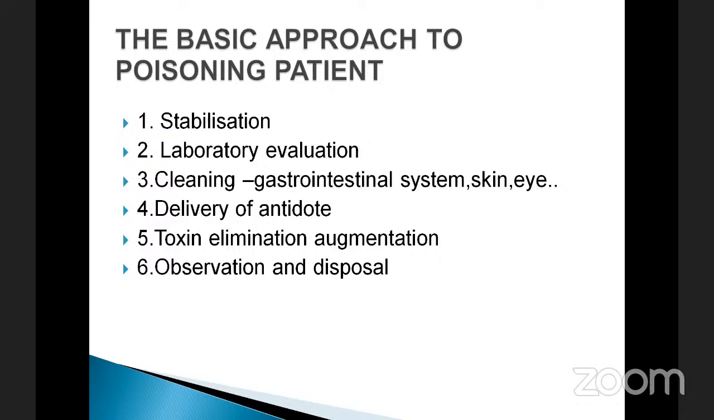And coming to toxin elimination and augmentation, forced diuresis or urinary pH manipulation should be used. Multiple dose activated charcoal can be used, and extracorporeal removal of toxins, which includes hemodialysis, hemoperfusion, and hemofiltration, can also be used. Later on, the patient should be observed closely, and later shifted to the ICU for close observation and monitoring.